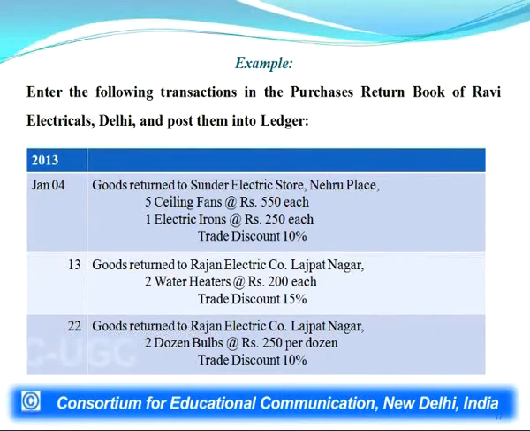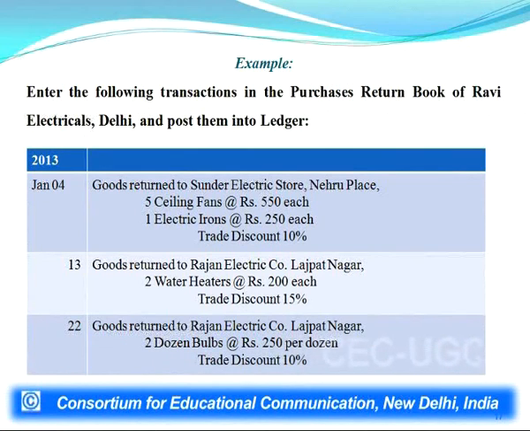At the end of the specified accounting period for which we are maintaining the purchase book, the purchase return book's total shall be posted on the credit side of the purchase return account, by writing on the credit side, by purchases returned for the month of January, February, whatever it is. We can see this with the help of one example. Here a few transactions are given that we have to record in the purchase return book and also post into the ledger.